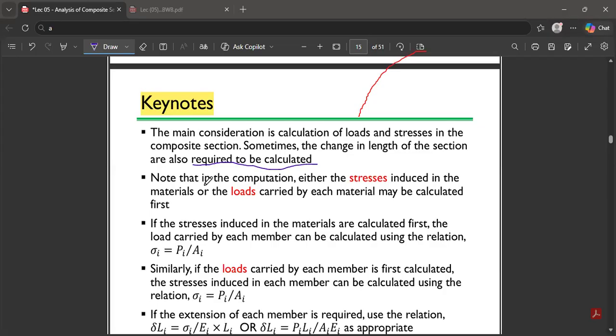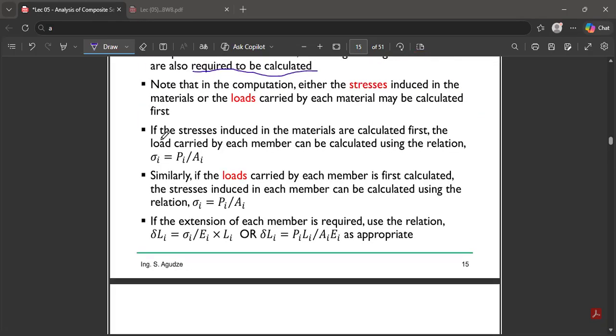Note that in the computation, either the stress induced in the material or the load carried by each material may be calculated first. If the stresses induced in the material are calculated first, the load carried by each member can be calculated using the relation. You can see it is being expressed as this, and the symbol you are seeing over there means infinity.